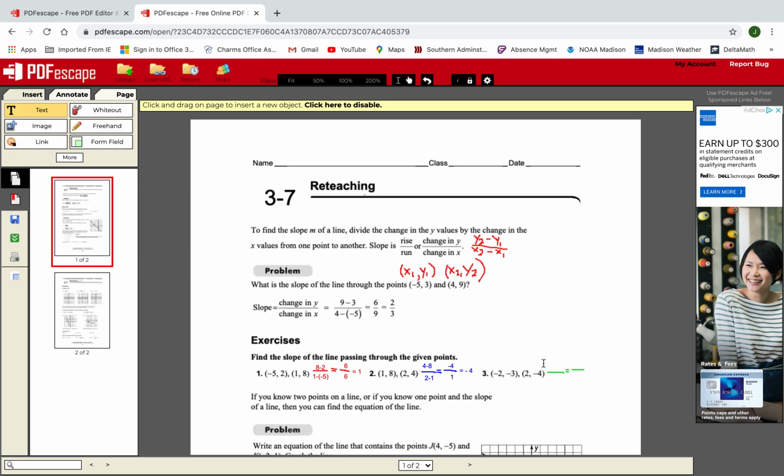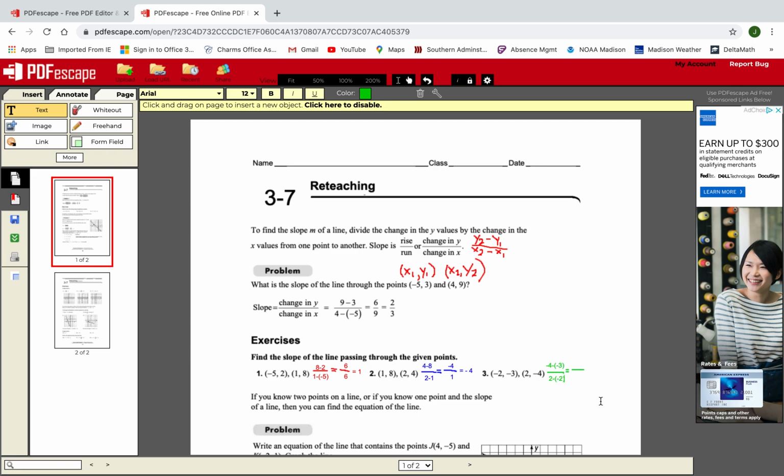We're going to subtract negative 3. So we've got negative 4 minus a negative 3. We'll clean that up in just a minute. And then the x values, x2 minus x1. The x2 value is 2, and we're subtracting negative 2. So we have 2 minus negative 2.